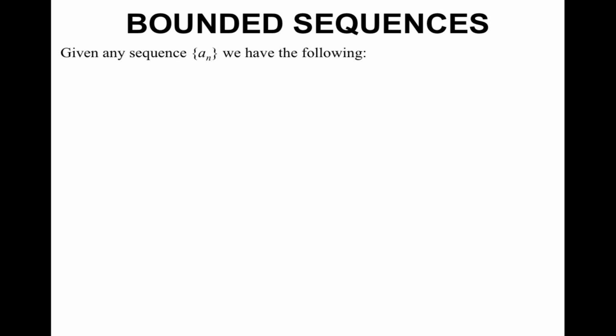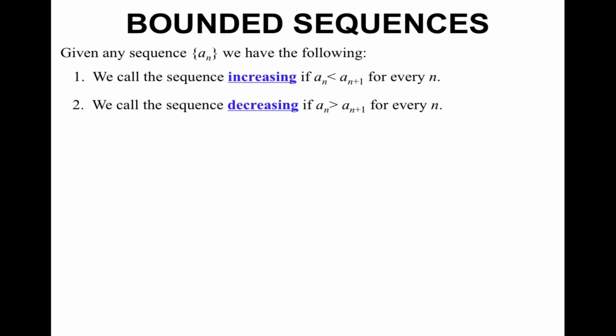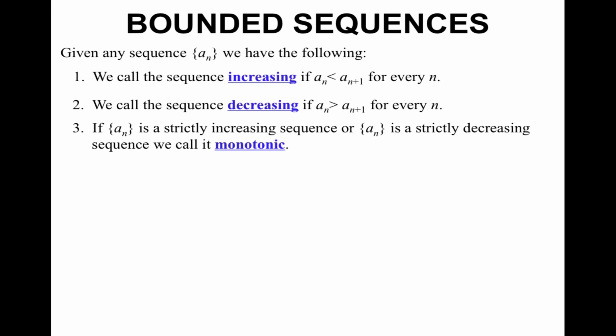All right, so now we're going to look at what are called bounded sequences. Given any sequence, a sub n, we have the following. First, we call the sequence increasing if a sub n is less than the next term, a sub n plus 1, for every n. We call the sequence decreasing if a sub n is greater than the next term, a sub n plus 1, for every n. And thirdly, if the sequence a sub n is a strictly increasing sequence or is a strictly decreasing sequence, we call it monotonic.